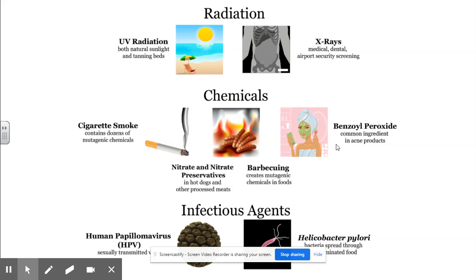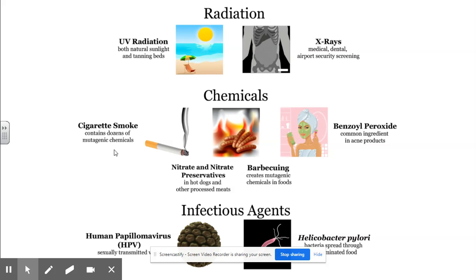Some other examples of mutagens would be exposure to radiation, whether it's ultraviolet radiation from natural sunlight or tanning beds, or X-rays that we're exposed to in medical and dental scenarios, as well as airport screening. You want to make sure that you're limiting or protecting yourself. That's why they oftentimes will lay a lead blanket or a lead apron on you while you're at the doctor or dentist having some X-rays done, to limit the exposure.